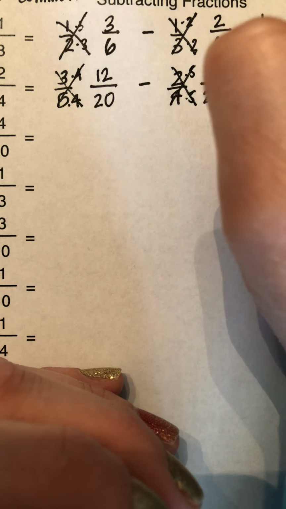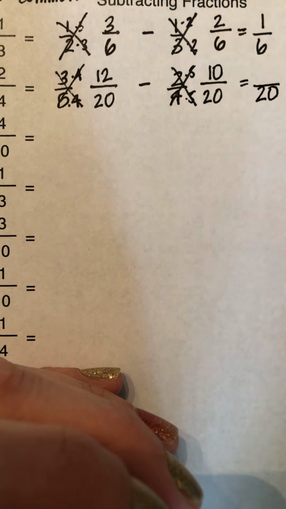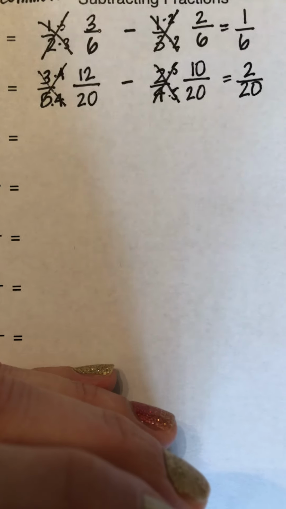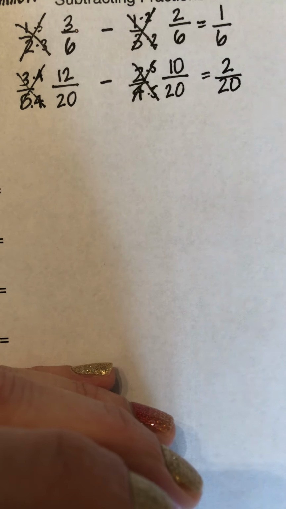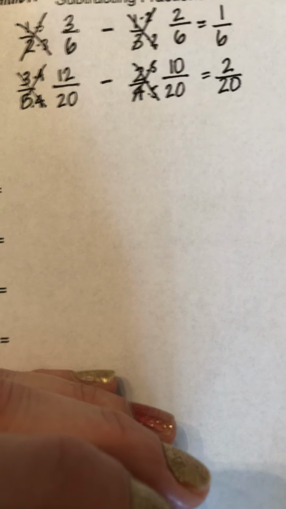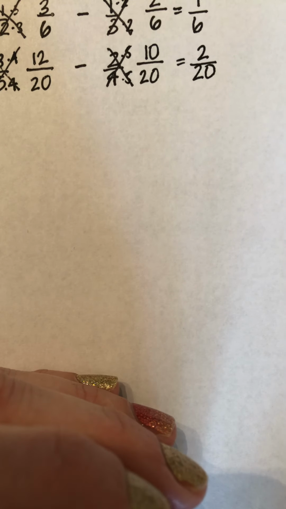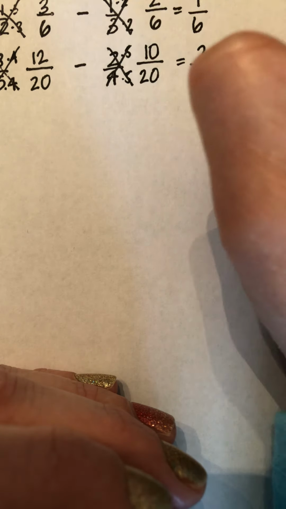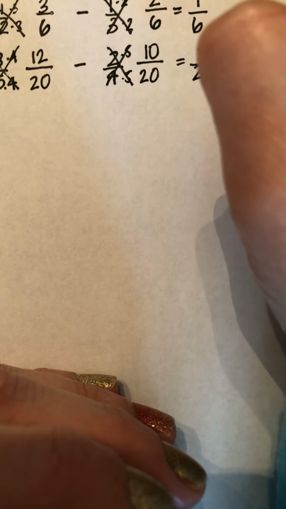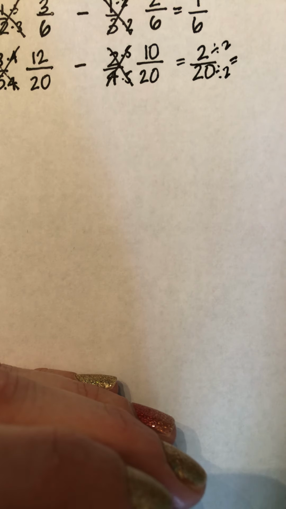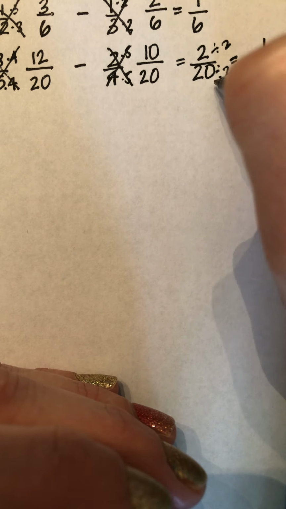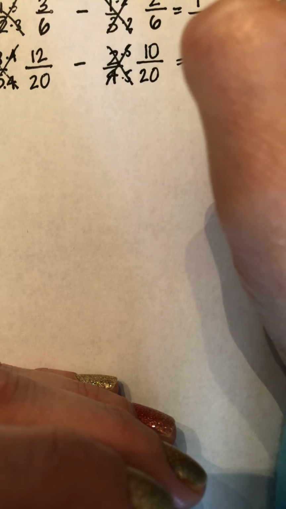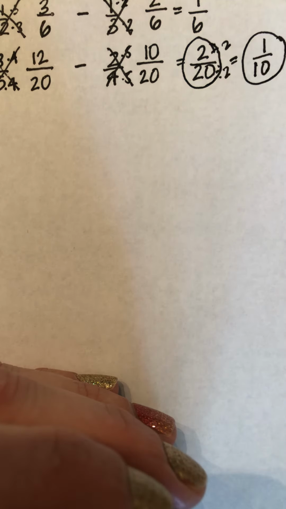So all I'm going to do is subtract my numerators. 12 minus 10 is 2. Now 2/20 is an adequate answer because it did not ask you to simplify your answers or bring it to lowest terms. But if you look at 2/20, you know that you can divide both of those by 2. 2 divided by 2 is 1, and 20 divided by 2 is 10. So 1/10 could be your answer, but 2/20 would be acceptable as well.